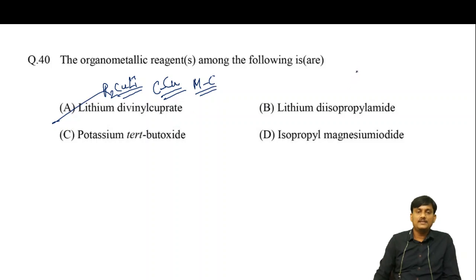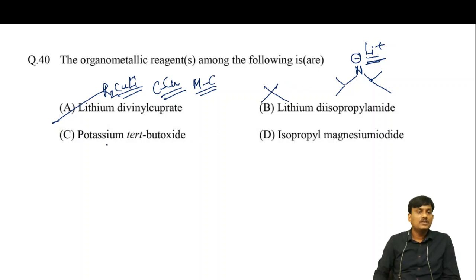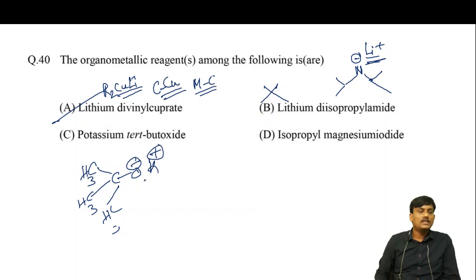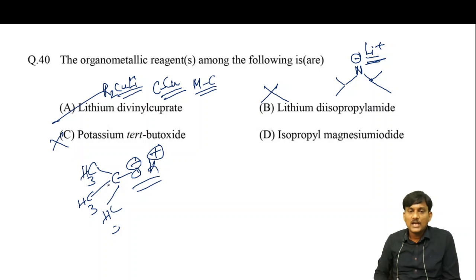Lithium diisopropyl amide. This is the lithium diisopropyl amide. Here N minus, lithium plus. Here you have two isopropyl groups. Okay, when you take this compound, there is no direct bond between metal, that is lithium, and carbon. There is a direct bond between lithium and nitrogen, but there is no direct bond between carbon and lithium, so it's not organometallic compound. Potassium tertiary butoxide. This is the tertiary butoxide. If we take potassium tertiary butoxide, here potassium metal is directly attached with oxygen, not directly with carbon. So this one is also not organometallic compound.